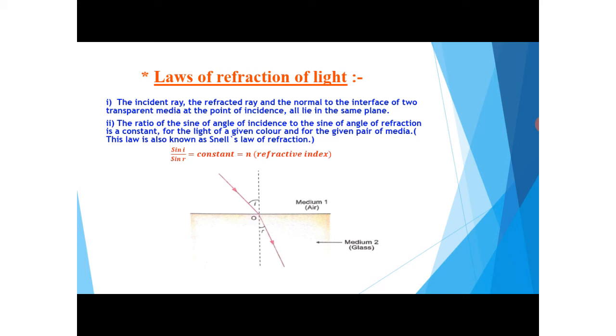The refractive index for glass is 1.33. The refractive index for water is 1.4. The refractive index for diamond, which is very dense, is 2.42, and so on. So each and every medium which has density has its own value of refractive index. After refraction, we'll study more about the refractive index.